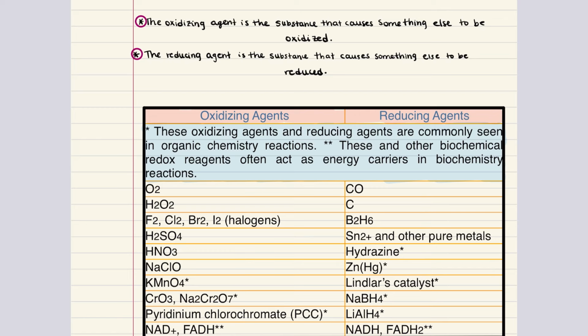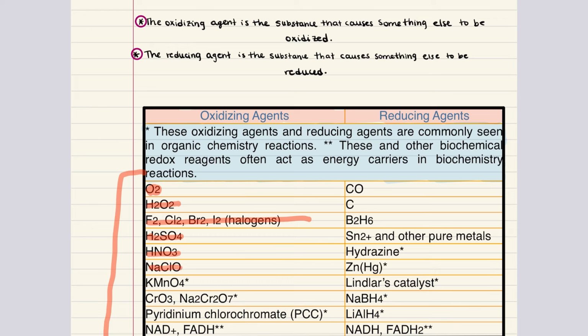Oxidizing agents are substances that gain electrons in a chemical reaction, and in the process they cause another substance to be oxidized. These agents are often characterized by the presence of oxygen or another strong electronegative element such as a halogen. Here are some common oxidizing agents. Here we have oxygen, hydrogen peroxide, the halogens, these are highly electronegative elements that readily accept electrons. We also have sulfuric acid, nitric acid, and sodium hypochlorite.